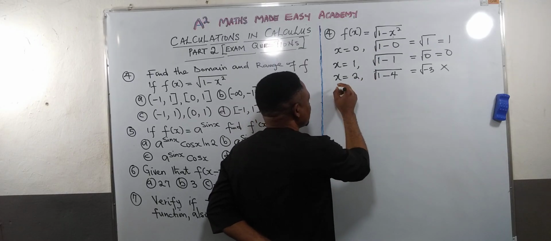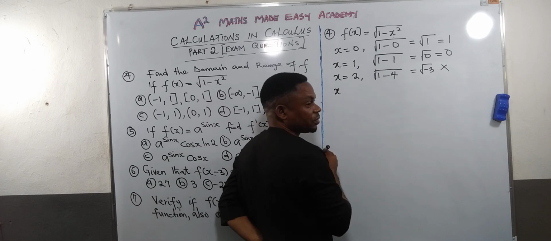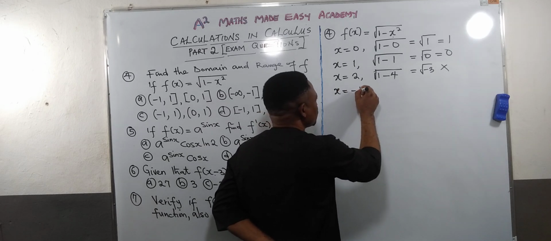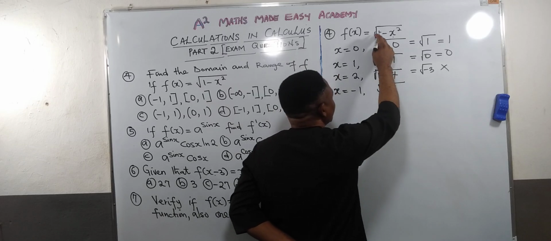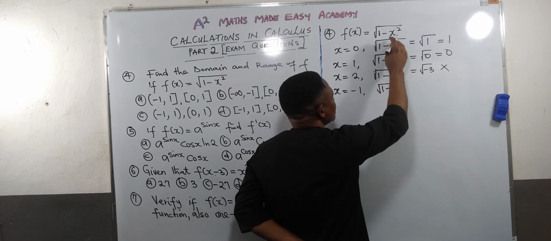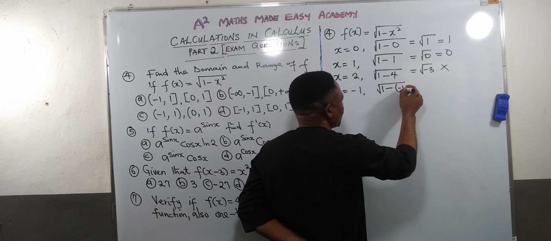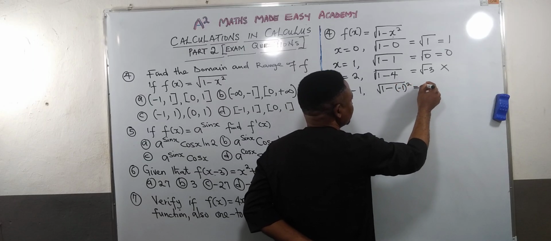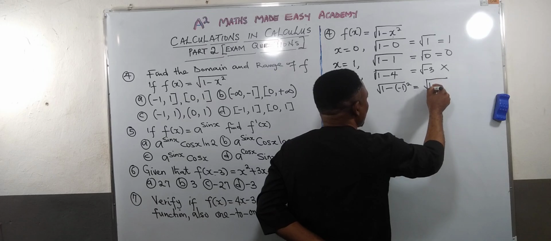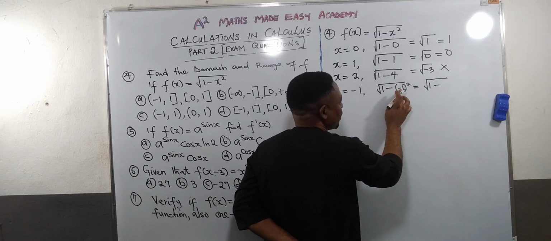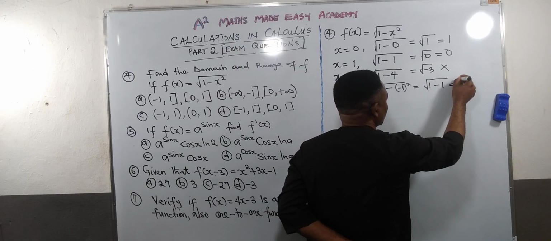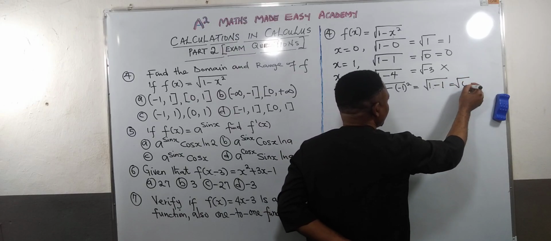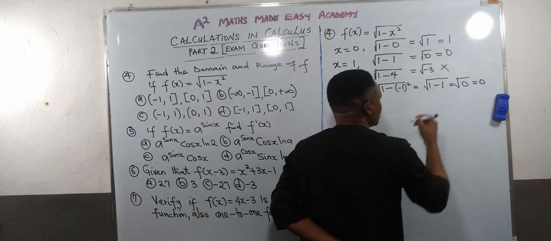So what I'm going to do now is to narrow down to negative values. Let's start with x equal to minus 1. I have the square root of 1 minus x squared, where x is minus 1, and the minus will disappear when squared to give 1. So it becomes the square root of 1 minus 1, which is 0, and the square root of 0 is still 0.